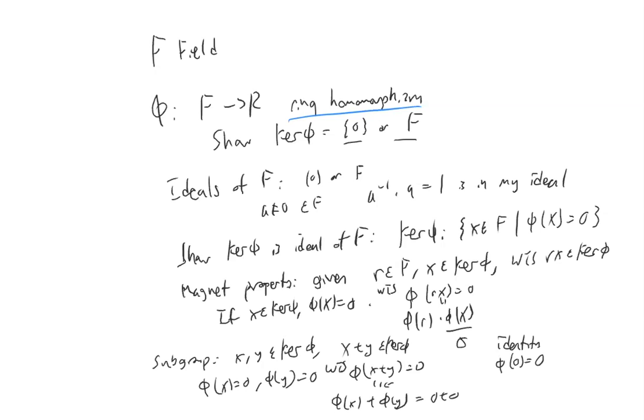And we have inverses. If y is in kernel of phi, that means phi of y is 0. Then phi of negative y, the additive inverse, is negative phi of y, and that's negative 0, which is 0. So you're done. We showed kernel of phi is an ideal of F, and the only ideals of F are 0 or the whole field. Everyone clear?